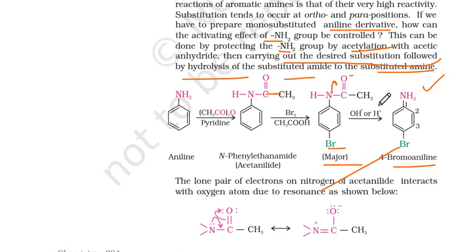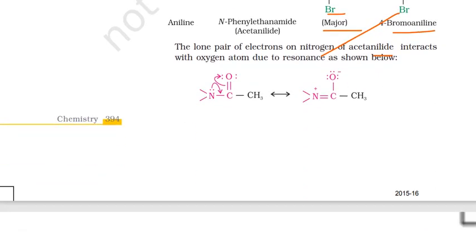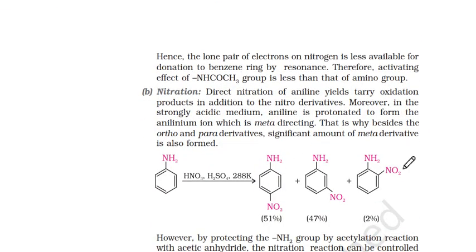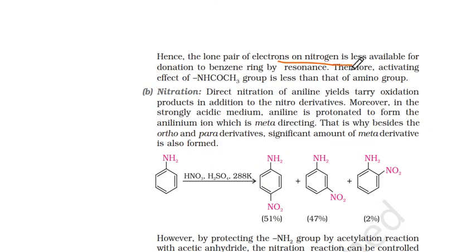The lone pair of electrons of nitrogen of acetanilide interacts with the oxygen atom due to resonance as shown below. So here we go. We have the lone pair of nitrogen coming here, this pair of this bond going there, and the arrows are showing it. I'm not going to mess this diagram more. So this will get a positive charge, and here you have a negative charge. This is resonance. All right. Hence, the lone pair of electrons of nitrogen is less available for donation to the benzene ring now by resonance. Therefore, the activating effect of the NHCOCH3 group is less than that of the amino group.